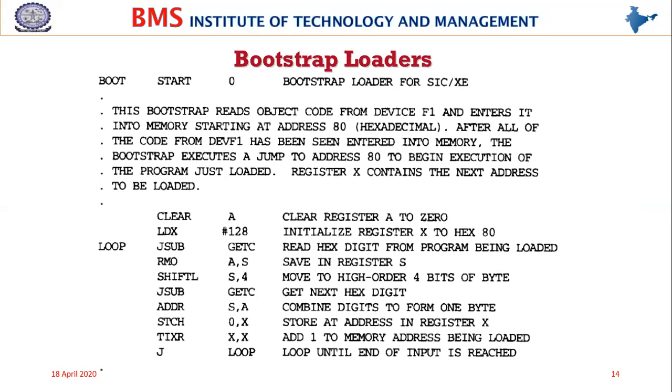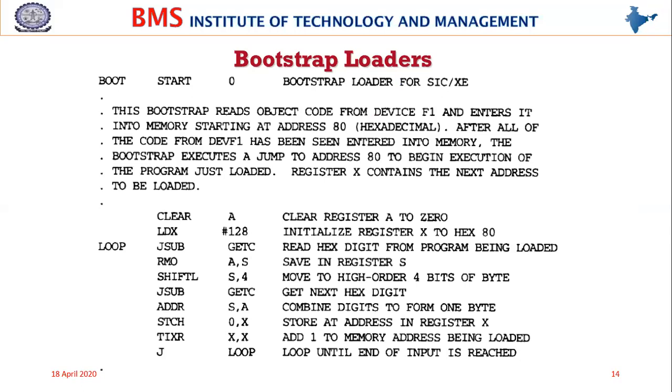This is the first part of our Bootstrap Loader. Here we have a function or subroutine called getC. Please observe this and understand. This Bootstrap Loader reads the object code from device F1 into memory starting at the address 80H, because it is the load address we have considered. After all the code from F1 is entered into memory, the Bootstrap executes a jump to address 80, because after loading, we should start execution from 80H, the start address, to begin execution of the program just loaded.